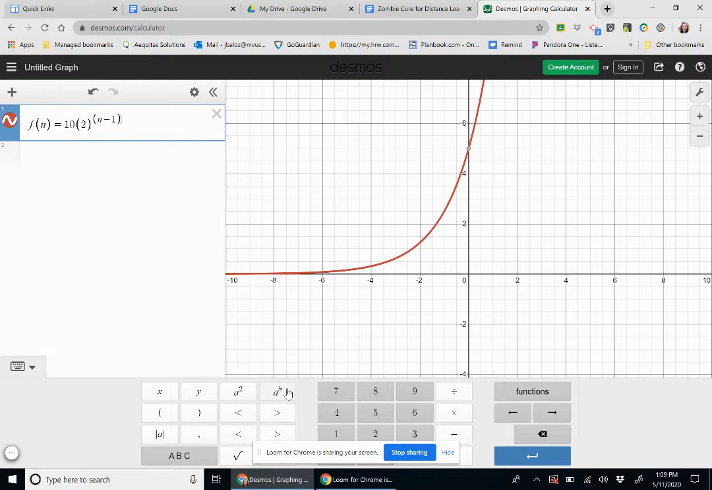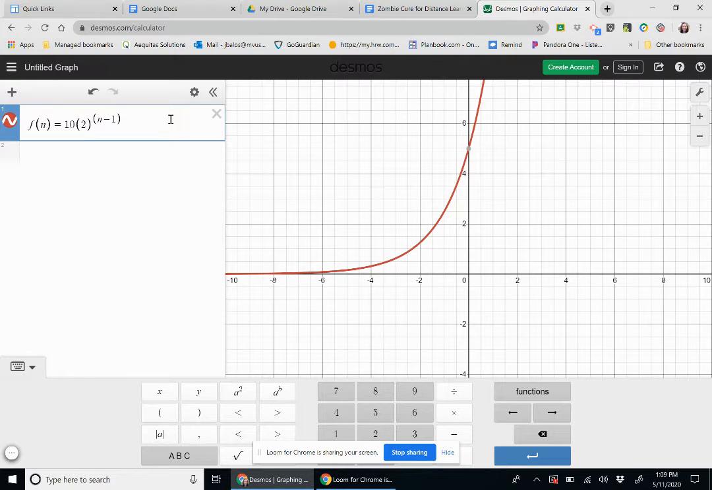Okay, remember 10 is the number of zombies after the first day. 2, because it doubles every day, that's our rate of change. It doubles, times 2, once a day. N minus 1. Okay, so n represents the number of days. So our question is, how many days will it take? So we're trying to figure out what n is. What we know is the population, f of n. We know that the population of Moreno Valley is 209,050 people.